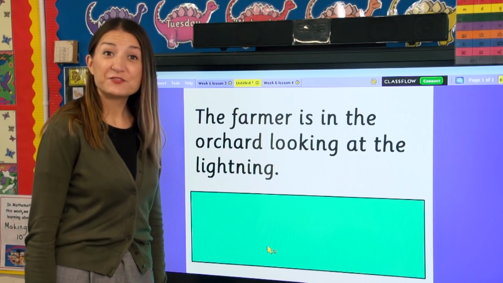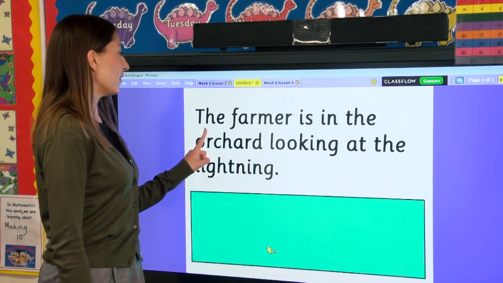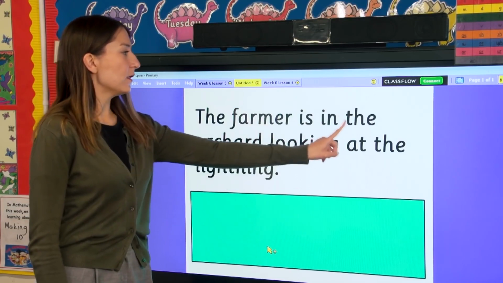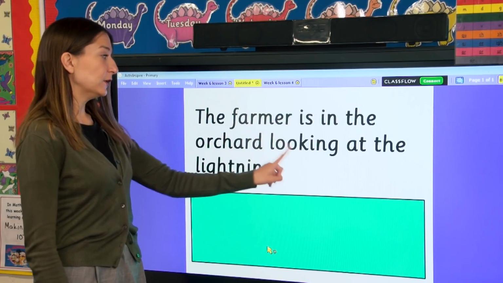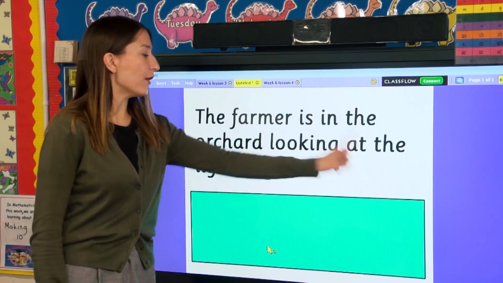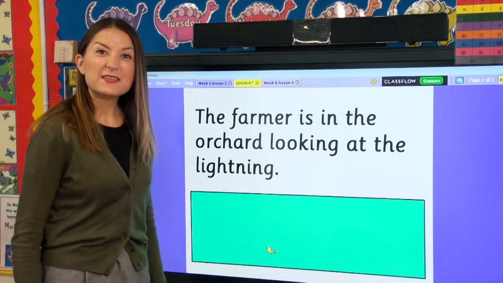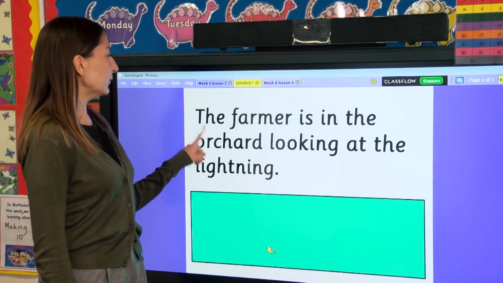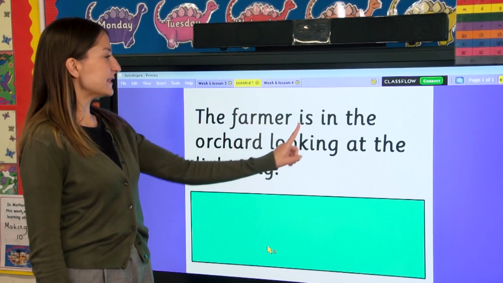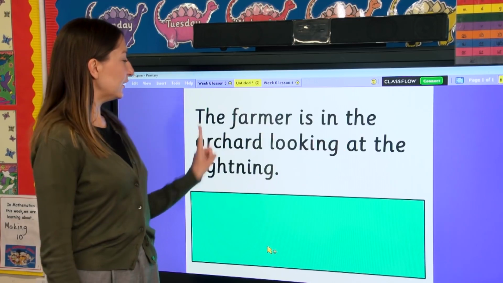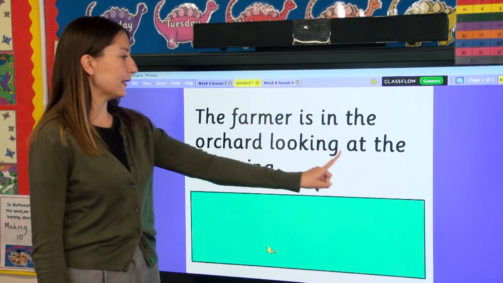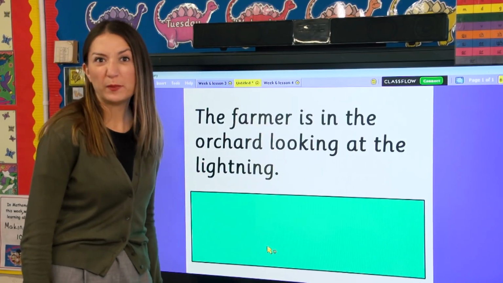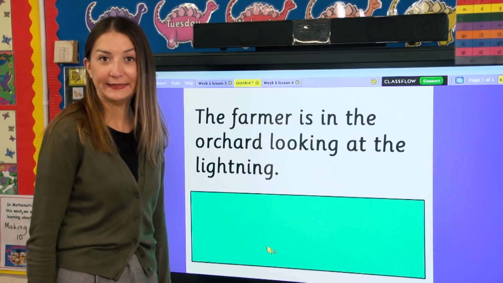Well done. Now let's read the sentence together. The farmer is in the orchard looking at the lightning. Let's read the sentence together again and read as I point to the words. The farmer is in the orchard looking at the lightning. The orchard probably isn't the best place for the farmer to look at the lightning.